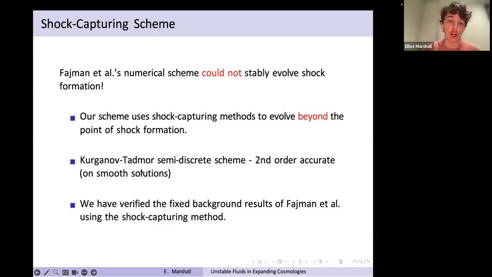So the specific scheme I'm using is very generic and it's very easy to use. It's this Kurganov-Tadmor scheme. So it has a semi-discrete formulation and it's second order accurate for smooth solutions at least. In these shock capturing methods, you can't expect better than approximately first order accuracy at the discontinuities. And the first thing that I did was go back to that fixed background case and just try and see if we could replicate the results of Feynman and collaborators using the shock capturing method. And we can. So we do observe this bifurcation between stable fluids and unstable fluids on these fixed power law backgrounds. So that's the setup we're using for the fluid.